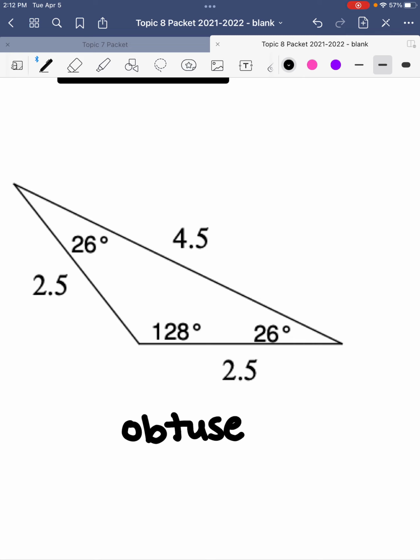Now, the other thing that I notice is that I've got this side here that's 2.5, let's say inches, and this side here that's also 2.5 inches. So I have two sides that are the same length. And when I have two sides that are the same length, we call that isosceles.